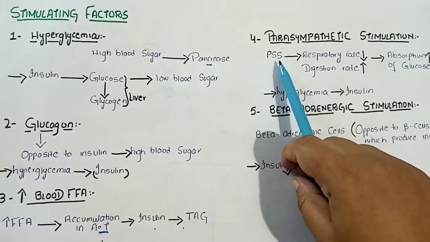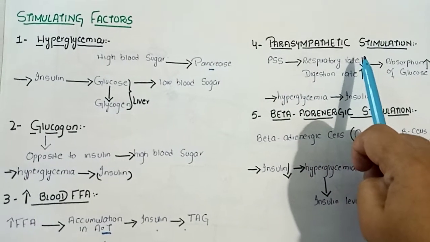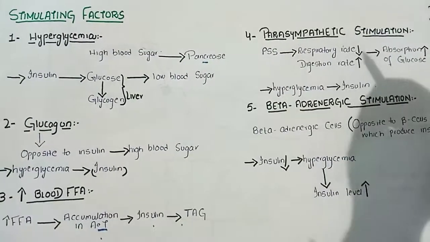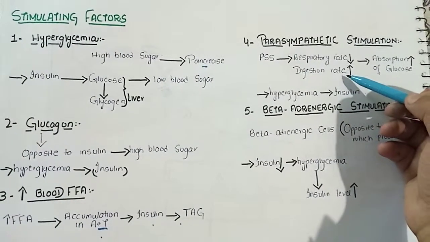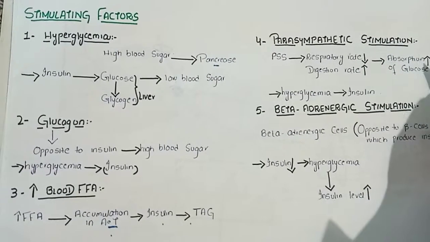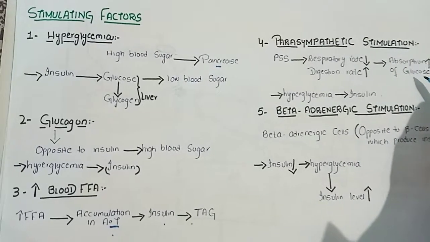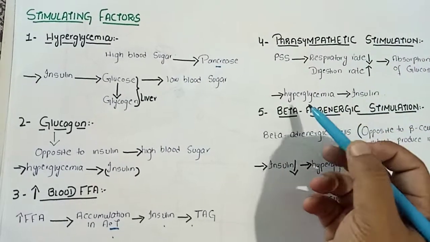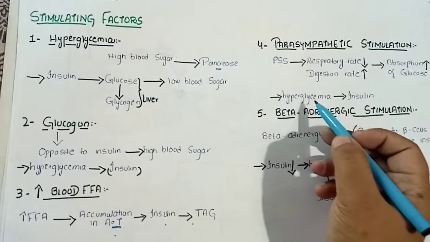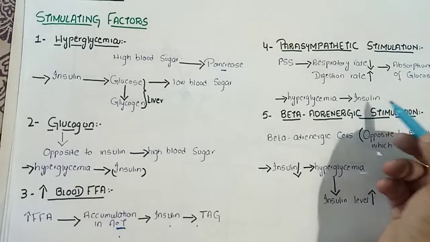Basically, the parasympathetic condition is a condition in which there's a low respiratory rate and the increased digestion rate. So when the digestion rate of the food will be increased, then the absorption of the glucose from the food will also increase, and as a result of this, the glucose level within a blood increases and create the condition known as the hyperglycemia, and hyperglycemia is the stimulating factor of the insulin.